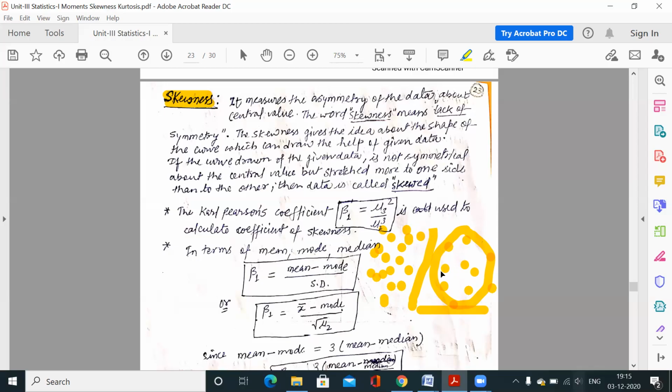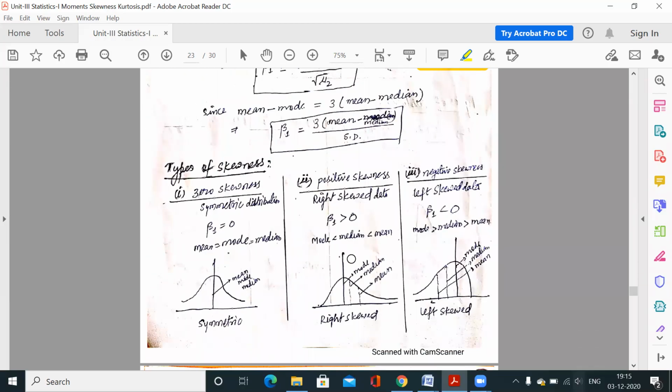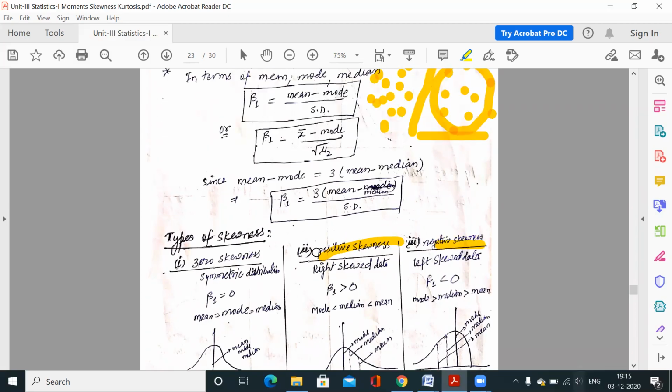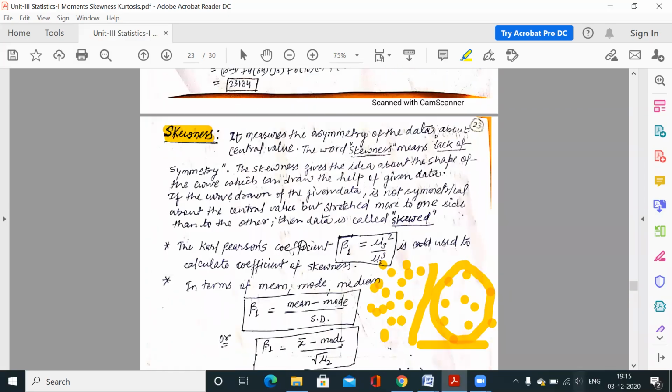Now if it is skewed data, it is either positively skewed or negatively skewed. We can observe this based on the formula, and we will see this just after a few seconds. Now I assume that you know what skewness is. It measures the asymmetry of data about the central value. The word skewness means the lack of symmetry.